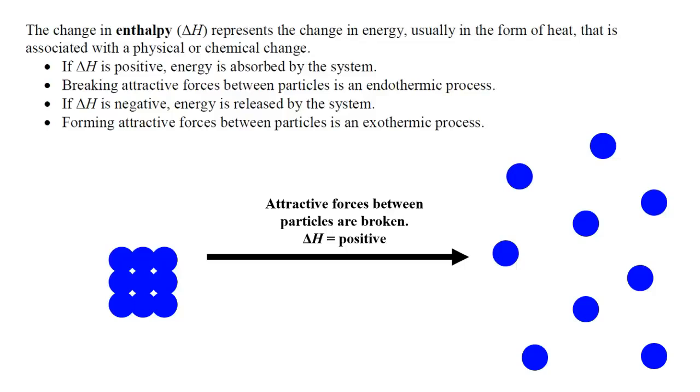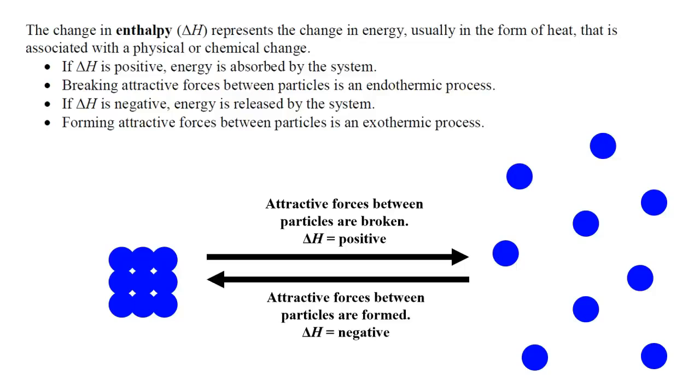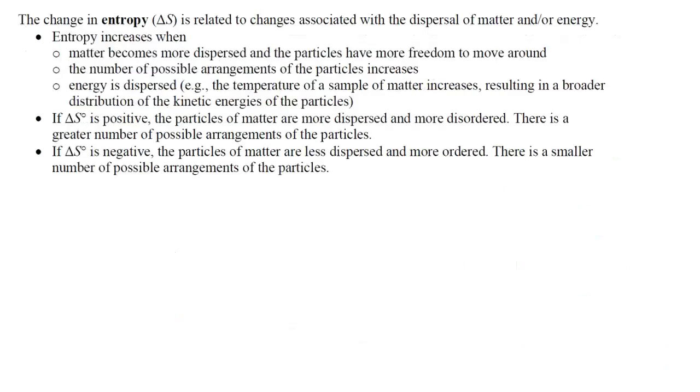You're breaking attractive forces, energy is absorbed. But now imagine you're going in the opposite direction. So now attractive forces between particles are formed and the delta H is negative. We can do a similar story to talk about the delta S for such a process.